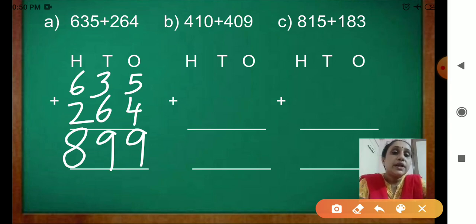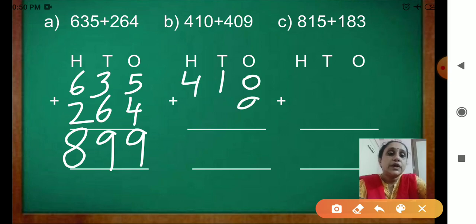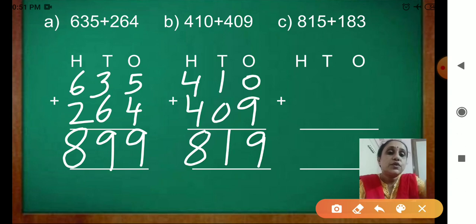Now 410 plus 409. Write it down. I have solved this. Now you will do these two sums. You have to do it the same way. Okay? 0, 1, 4, then 9, 0, 4. Add it. Check with me. See if you have done it correctly or not. 1, 4 plus 4, 8. Correct? Okay.